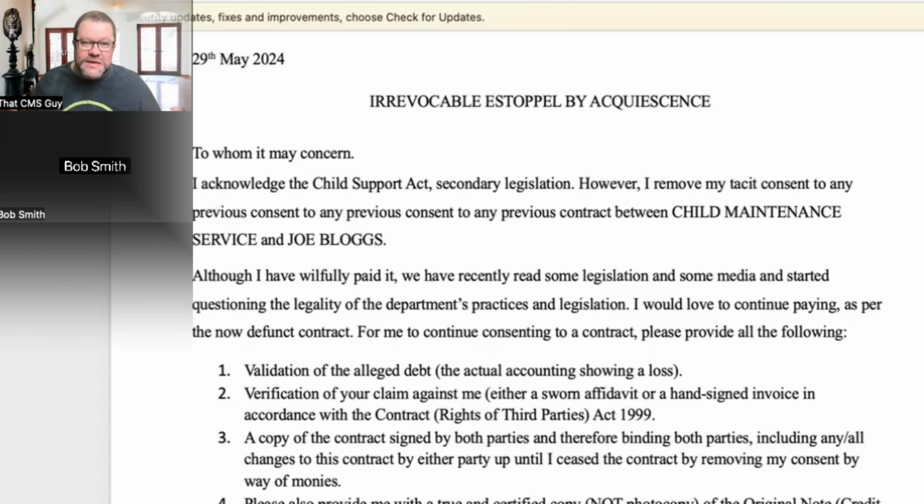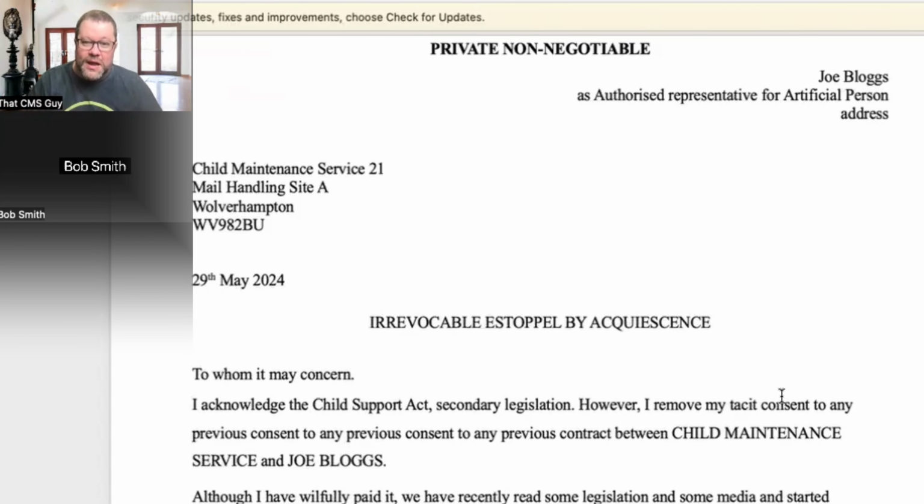So Bob, this is the irrevocable, estoppel acquiescence, and I would like you to, because you're the one that actually wrote this, I'd really appreciate if you could just talk us through it step by step. Over to you. Sure. So I've been looking at this for quite a few years now, probably.